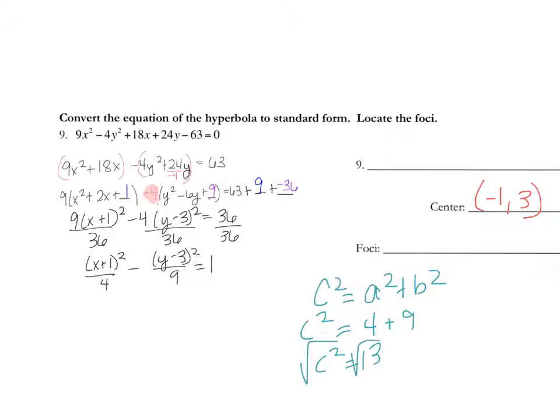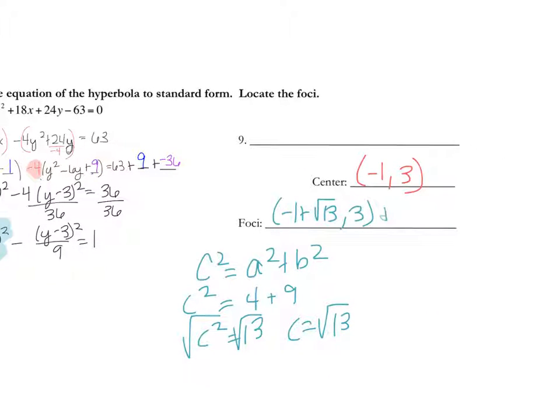And take the square root. C equals the square root of 13. And when we look at it, I know that the first one tells me what's in control. So that tells me x is in control. So that square root of 13 is going to add on to the negative 1, and the 3 is going to stay. Nothing happens to the y because it's not in control. And that's negative 1 minus radical 13, 3.